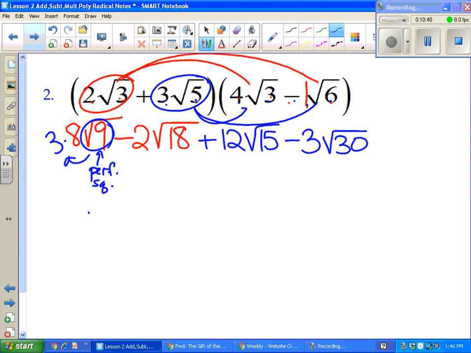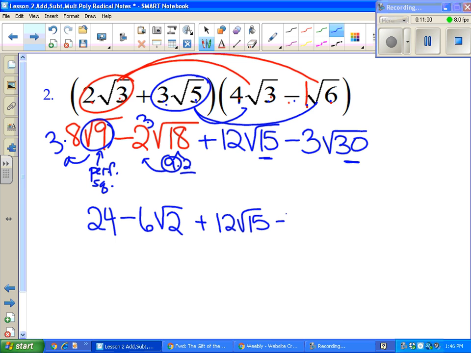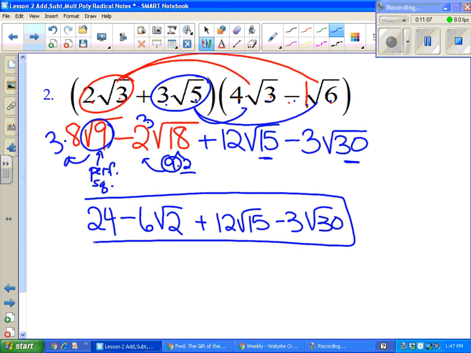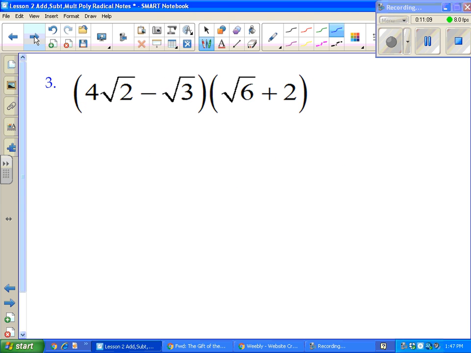So I get 3 times 8, which is 24. 18 breaks down into 9 times 2, so 9 comes out as a 3. 3 times 2 on the outside means minus 6, but I still have a square root with a 2 in it. 15 won't break down, 30 won't break down, so plus 12 root 15, minus 3 root 30. None of these are alike. That's as far as we can go. All right, next problem. Same thing.